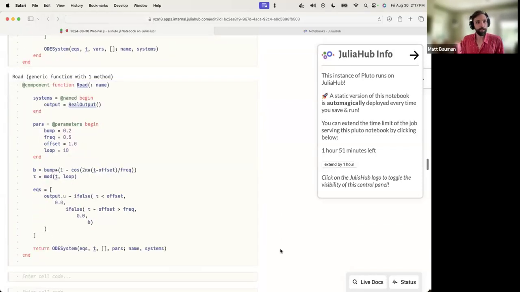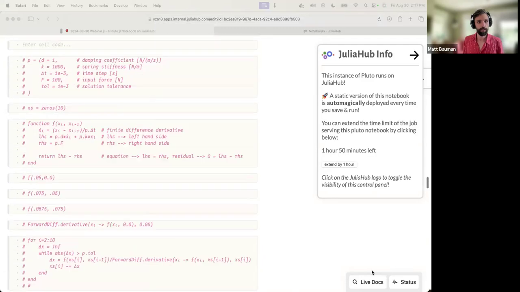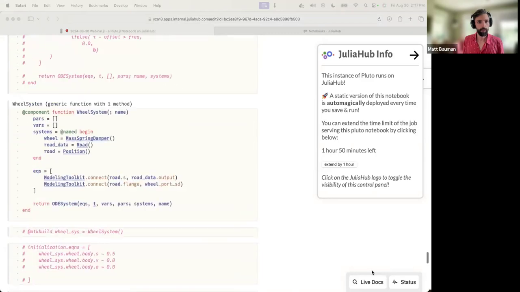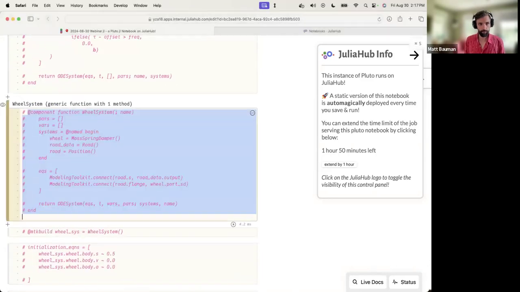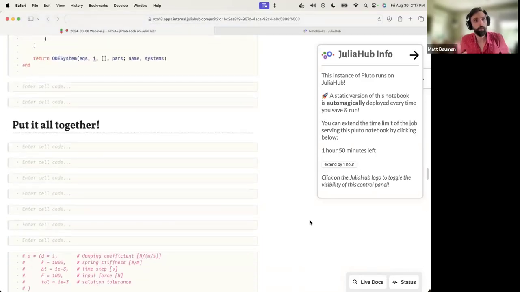Okay, so that gives us our road, and now let's go on and create a system where we can put this all together. Let's see, I think I have a cell here that's not commented out. There we go. Okay. So what we want to do here is connect now our road to our mass spring damper. How do we go about doing that?